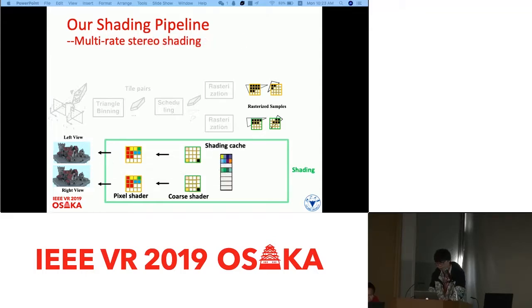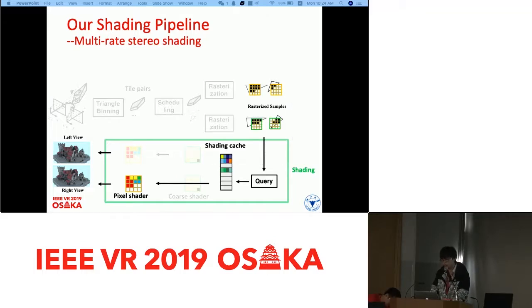We add a small on-chip cache to store the coarse shaded result. Once the triangle is rasterized and waiting to be shaded, we will query the shading cache for the coarse fragments. If the query fails, we will compute the coarse shaded shader and cache the coarse shaded result. If the query succeeds, the cached results are directly resampled to 5 pixels. In this way, we save the computation of 4 coarse fragments.